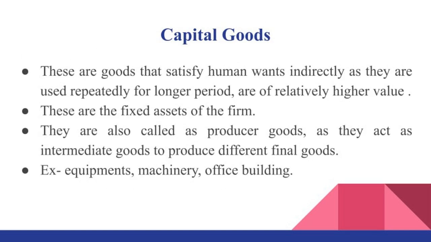Now, the second category of goods is known as capital goods. These are goods that satisfy human wants indirectly. As they are used repeatedly for a longer period, they are of relatively higher value. These are the fixed assets of the firm. They are also called producer goods, as they act as intermediate goods to produce different final goods and also help in increasing the productive capacity of the firms, such as equipment, machinery, office buildings, etc.